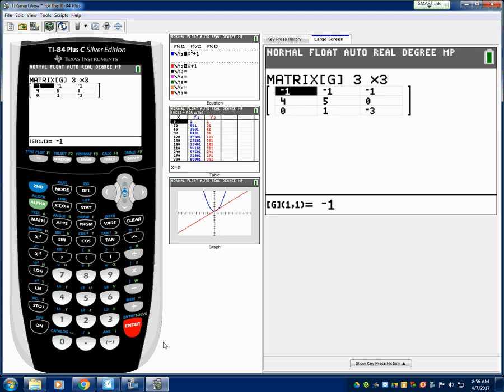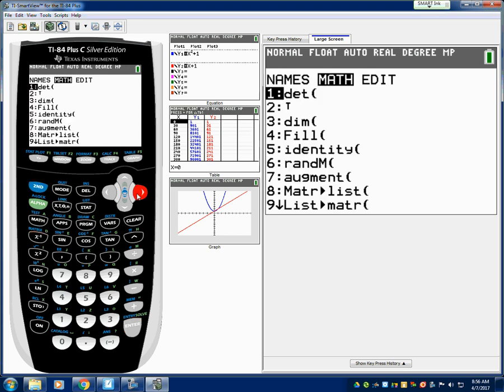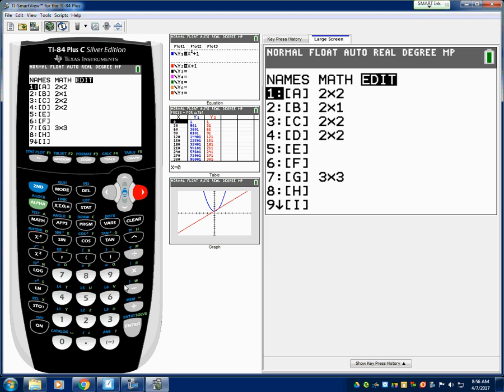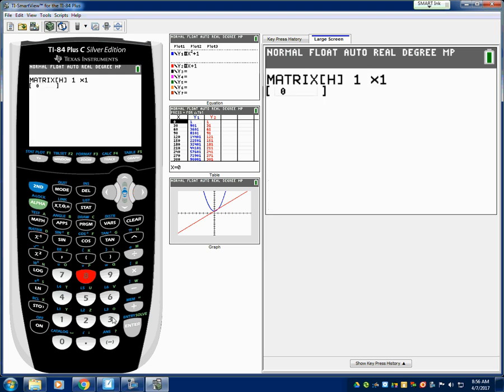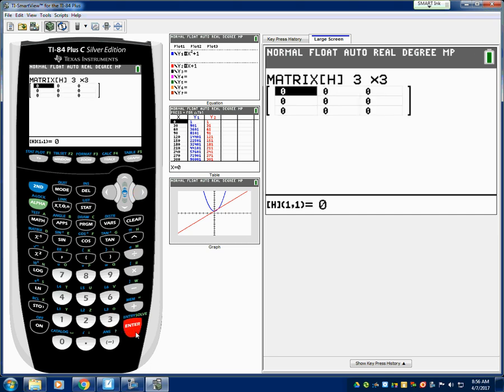Okay, now go to second matrix again. Go over to edit. Select matrix H, which is number 8. Change it to 3 by 3. And then we're going to populate matrix H. It's 15, enter, 4, enter, -5, enter, and then -12, -3, 4, -4, -1, and 1. So we've populated the matrix. Matrix G and matrix H are populated.